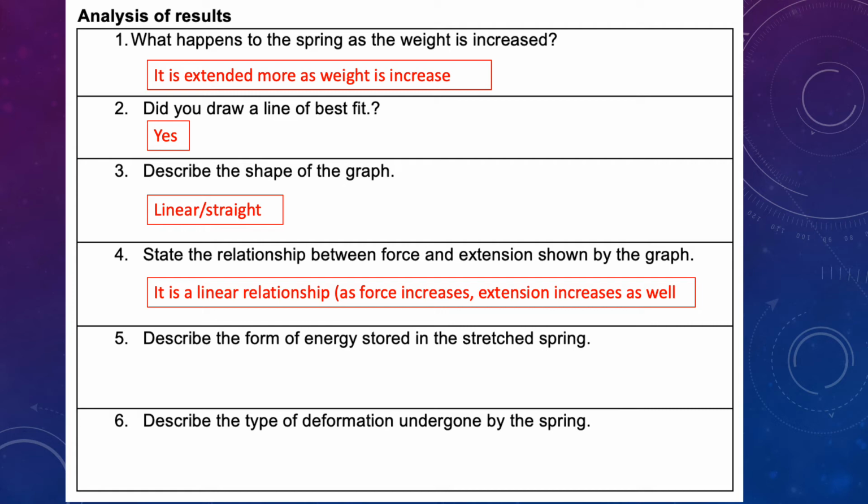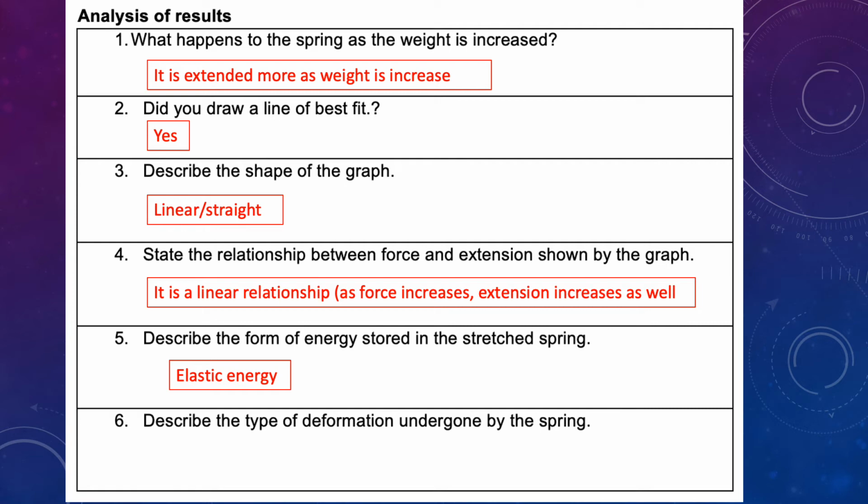All right. Number 5 asks, describe the form of energy stored in the stretched spring. So this one, if you have a spring that's stretched out, what type of energy is in there? It is elastic energy. I will also accept elastic potential energy because it is a type of energy that's not kinetic. Okay, but from elastic energy, that should be pretty straightforward that it is potential energy.